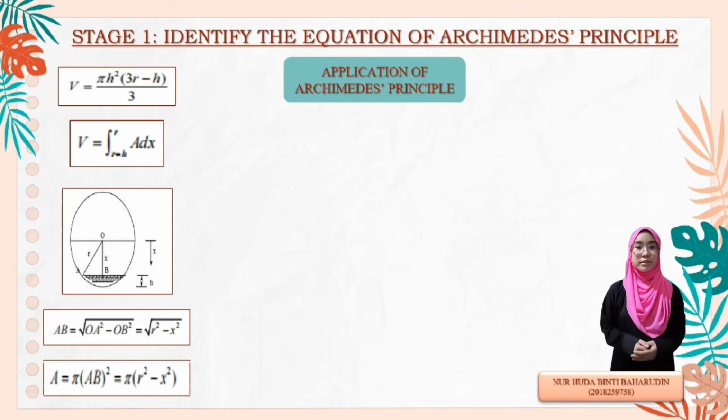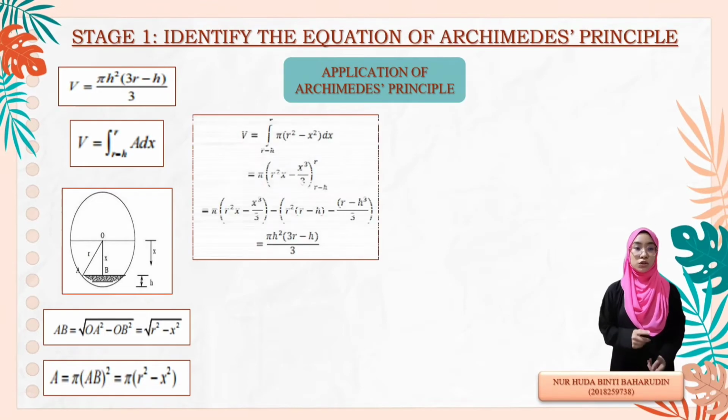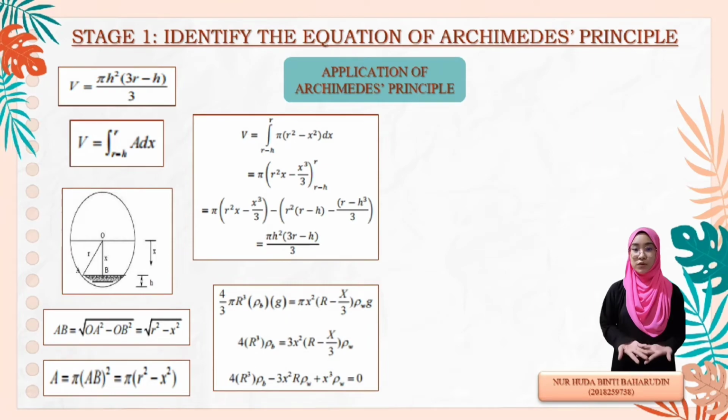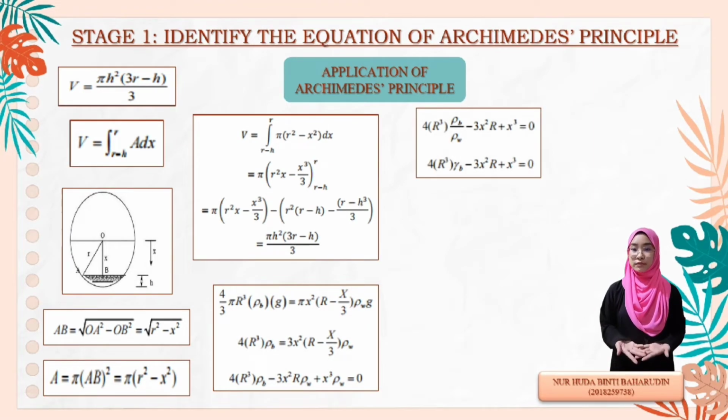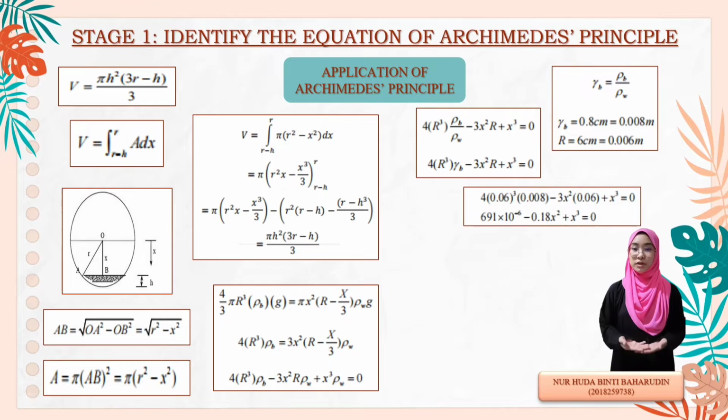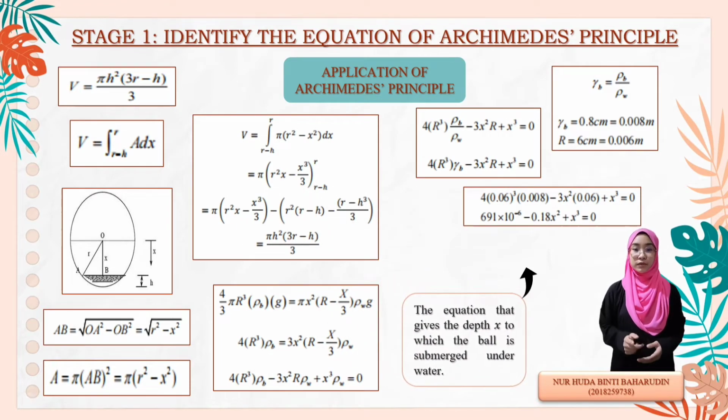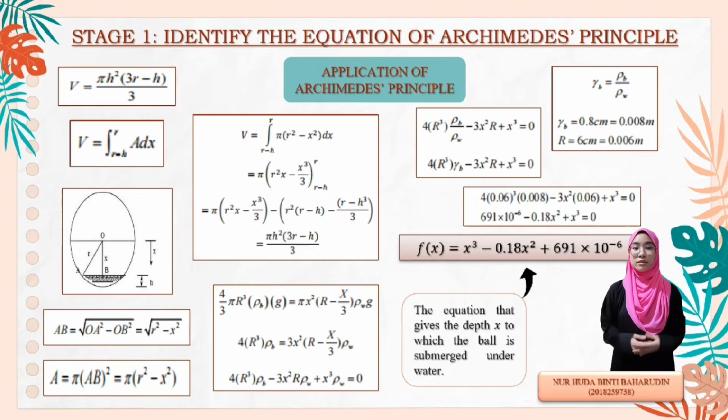So at the location B is this equation. So we form this equation. After substituting, we form this equation. After dividing by density of water, we got this equation, where the specific gravity of the ball is given by this equation. Lastly, after substituting, we form this equation.